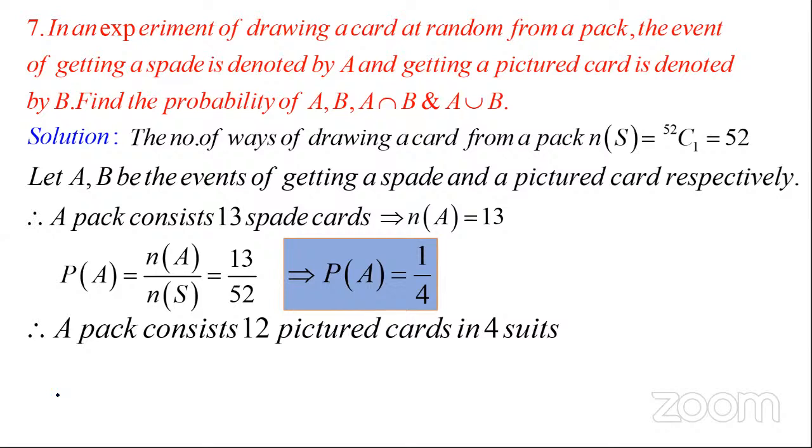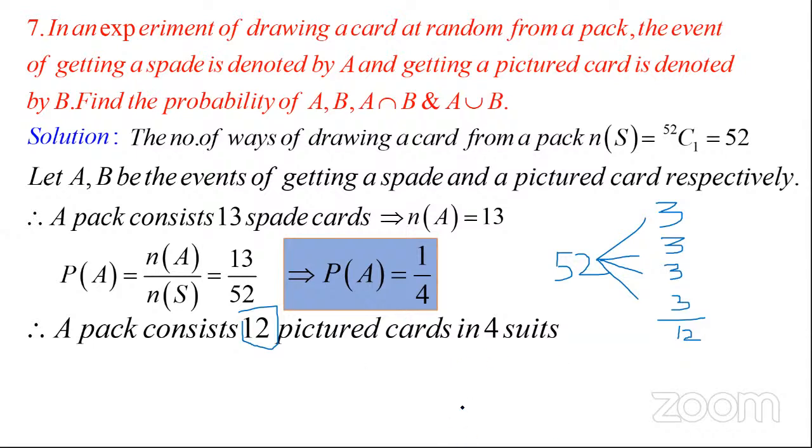a pack consists of 12 picture cards in 4 suits. So 12 cards out of 52. How many suits are there? 4 suits. So in that, I want to take only picture cards. How many picture cards in a suit? That is 3. So each has 3 picture cards. So in total how many? 12. A pack consists of 12 picture cards in 4 suits.